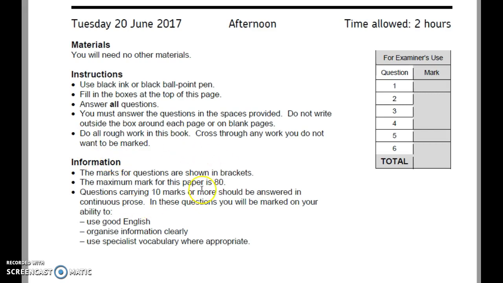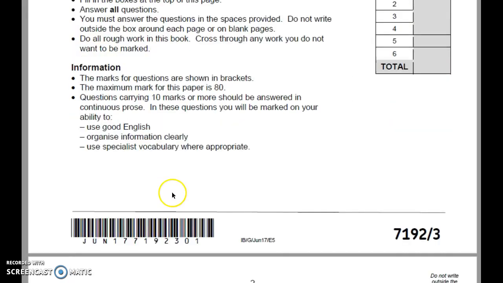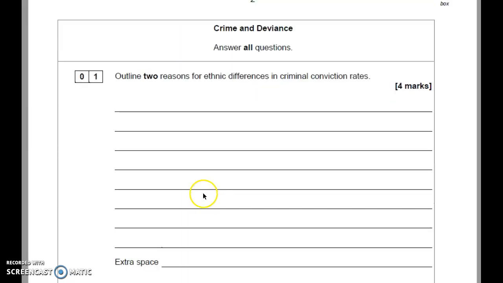The maximum mark for this paper is like the other two. You get 80 marks available. And your bigger essay questions should be answered in continuous prose, showing good written communication, good English, good organisation and the specialist vocabulary. That just means that you're including as many keywords and key concepts of sociological background as you can. Okay, so let's have a little bit of a look at the first question.